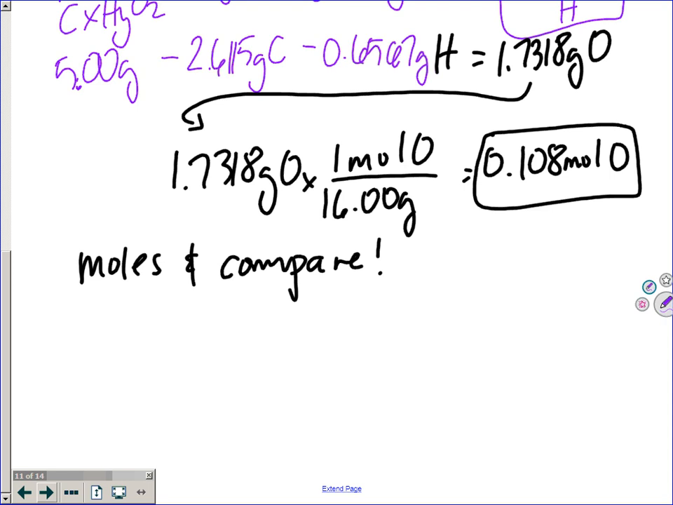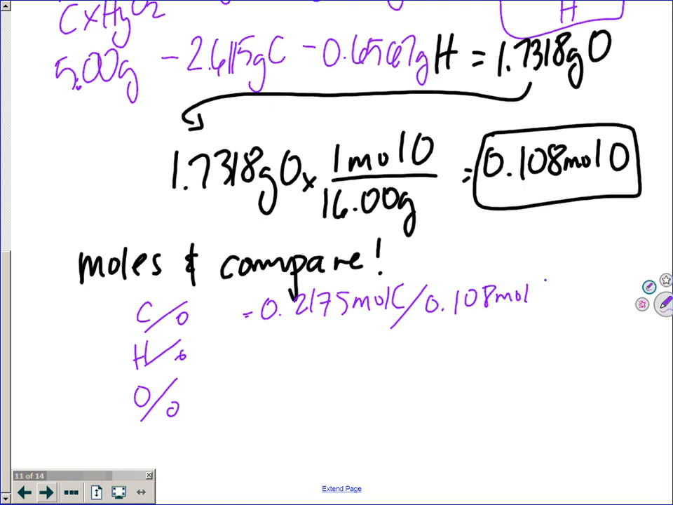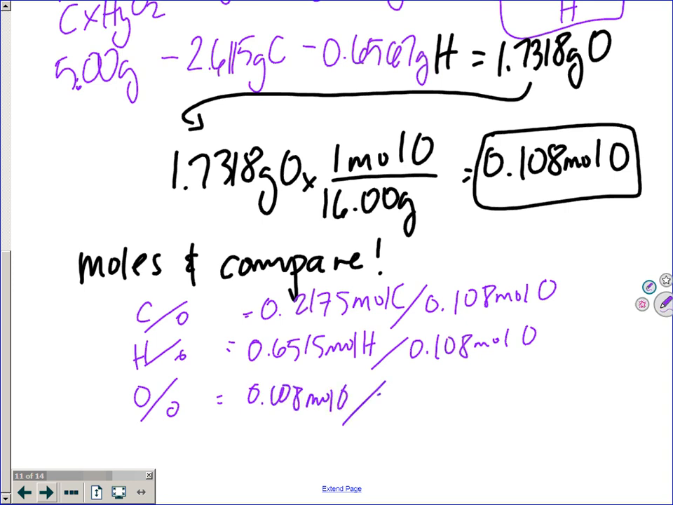So I'm writing this out. So CHO, the lowest mole came from oxygen. So we're going to divide all the moles by oxygen. So that's going to be 0.2175 moles of carbon divided by 0.108 moles of oxygen. And this is 0.6515 moles of hydrogen divided by 0.108 moles of oxygen. And then this is oxygen divided by oxygen, so that's 0.108 moles of oxygen divided by 0.108 moles of oxygen.